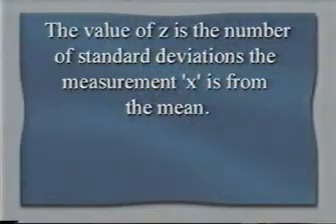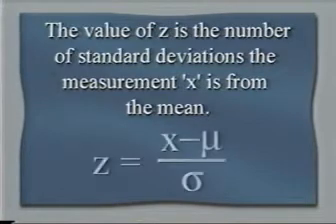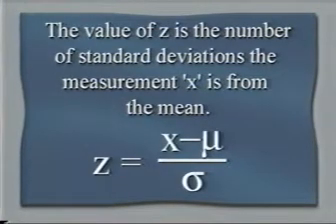The standard normal table, or Z table, was developed so that only one table is required when working with a normal distribution. The value of Z is the number of standard deviations the measurement X is from the mean. That is, Z equals X minus mu over sigma. X minus mu, the difference from the mean, divided by the standard deviation, gives you your Z score.